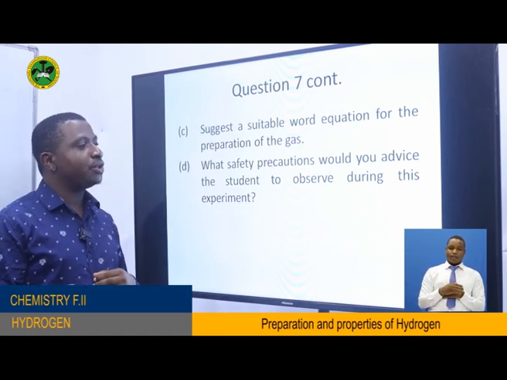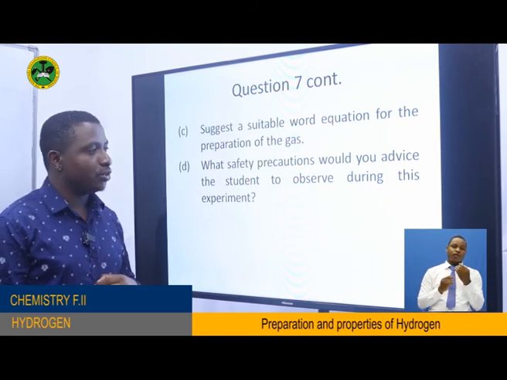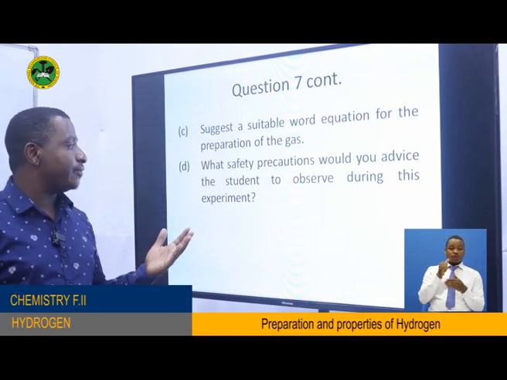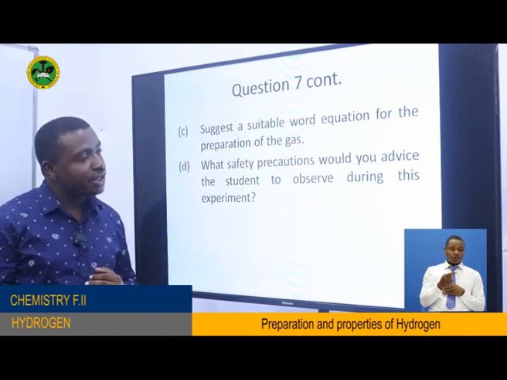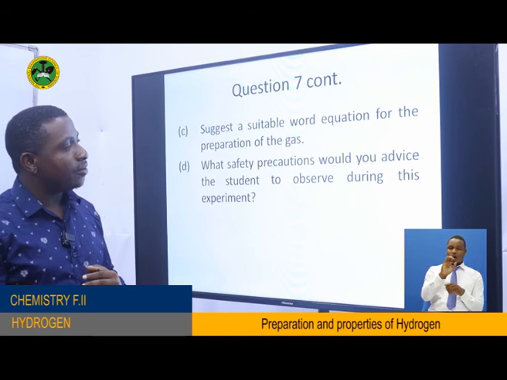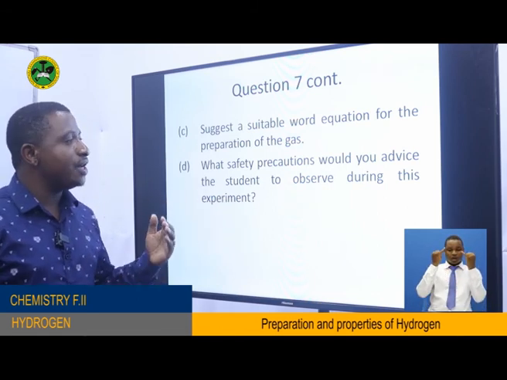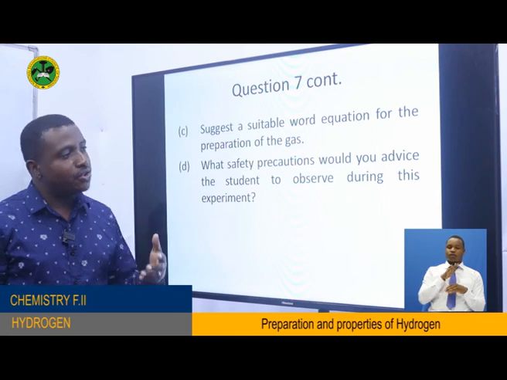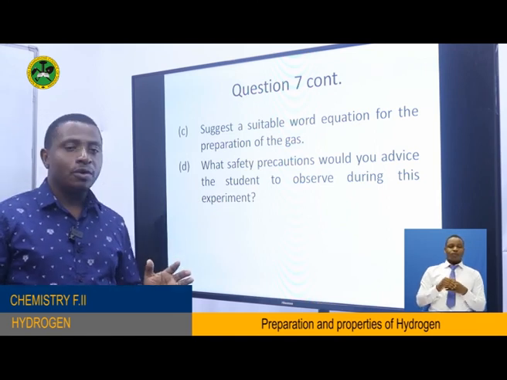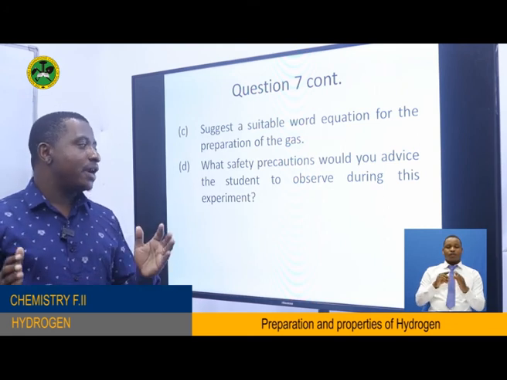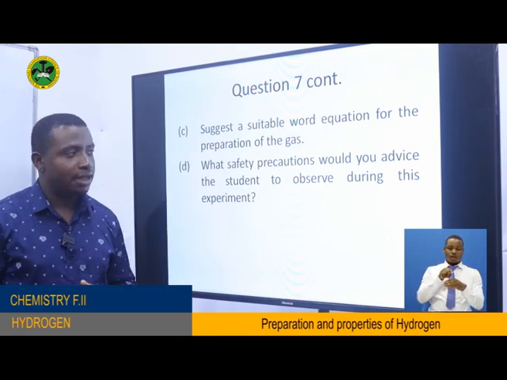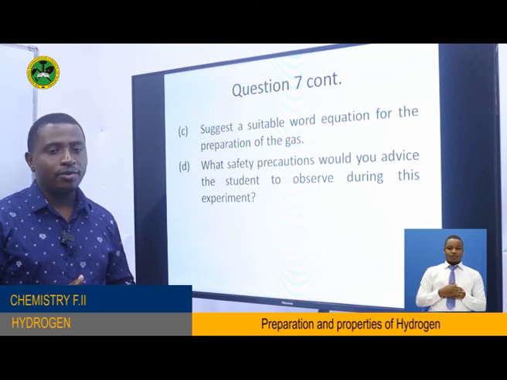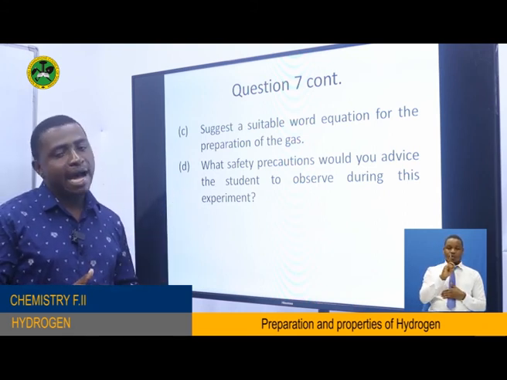D. What safety precautions would you advise the student to observe during this experiment? Dear students, you remember that we have seen that there were some concentrated acids on the setup. Now, you are also required to advise this student who is doing such kind of an experiment. I hope that you are aware of the precautions to be taken during this experiment. Now, you should give the safety precautions that you would advise the student to observe. I also give you this as a homework. You should respond on question number 7D as a homework.